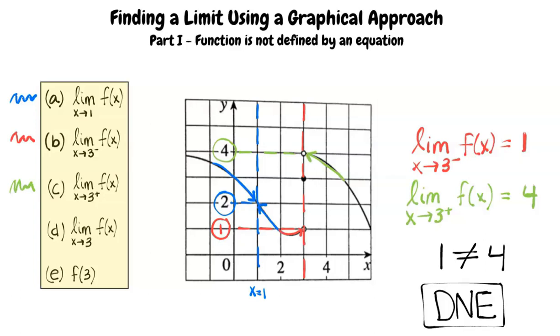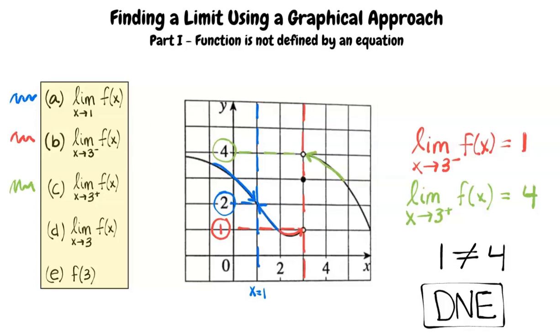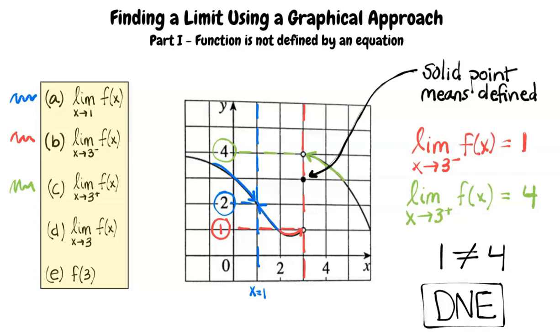Now, for part E of this example, find f of 3. Why don't you give this a try? At x equals 3, I see that there are 3 points at y equals 1, 3, and 4. I'm going to guess that the answer is 3 because it looks different than the other 2 points. Your intuition is correct. The solid circle means that the function is defined at that point, whereas the empty circle means that the function is not defined at that specific point.